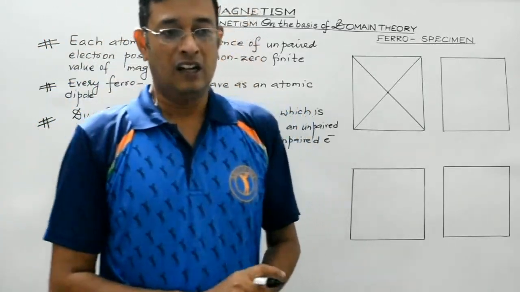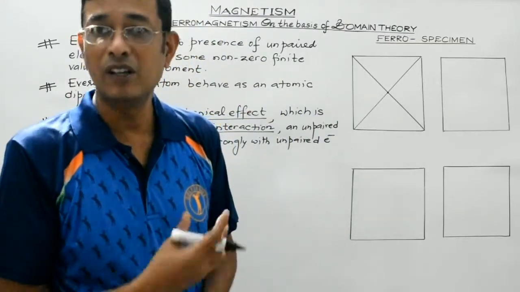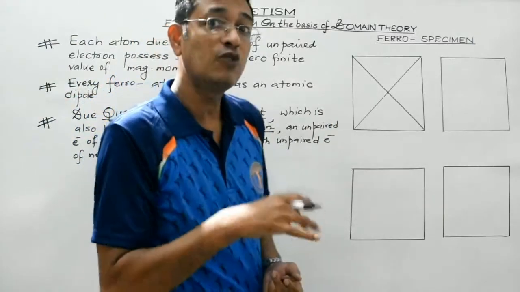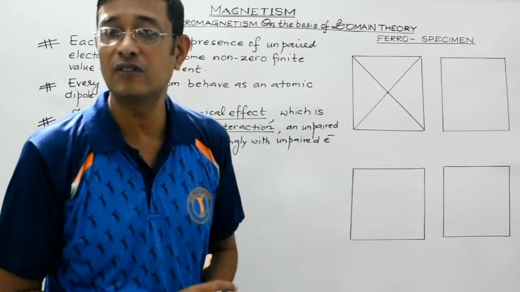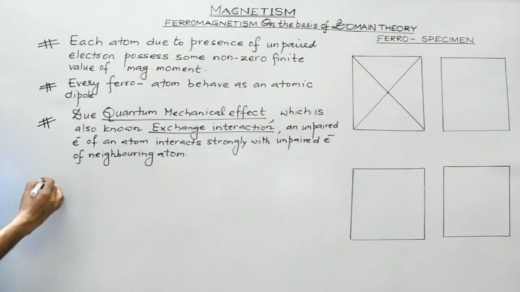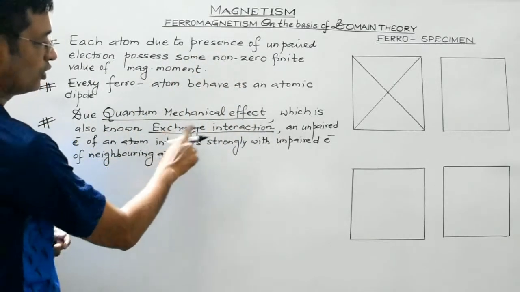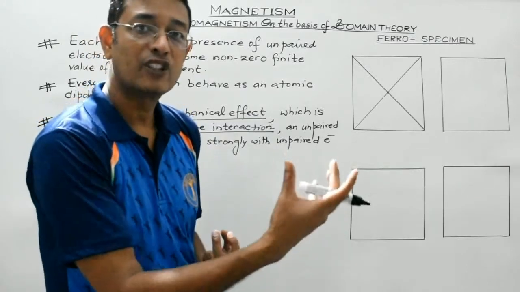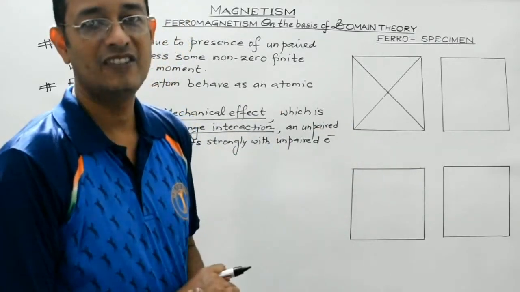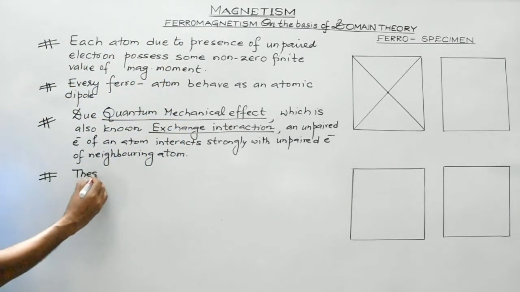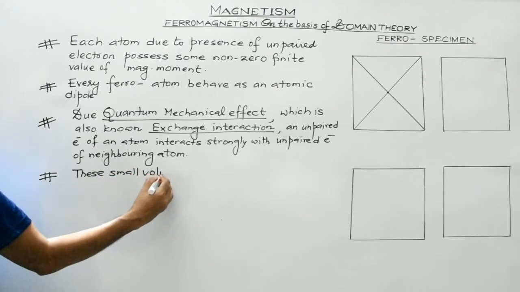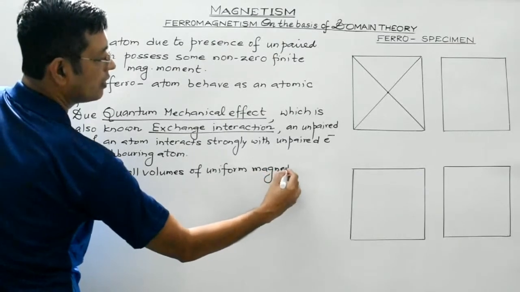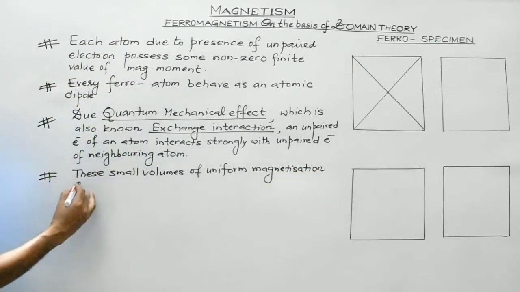So it is by this concept of domain that we will try to understand ferromagnetism, right? That is why we are dealing with the topic of ferromagnetism on the basis of domain theory. Before we start with the actual topic, we need to make ourselves aware of the concept of domains. Due to this quantum mechanical effect, which is known as exchange interaction, as I have told you, an unpaired electron of one atom very strongly interacts with the unpaired electron of the neighboring atom so as to align themselves in a common direction, right? So these small volumes of uniform magnetization are known as domains.